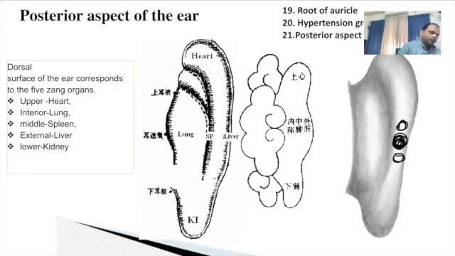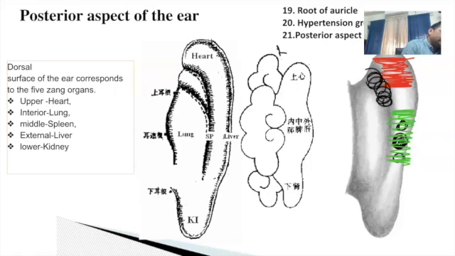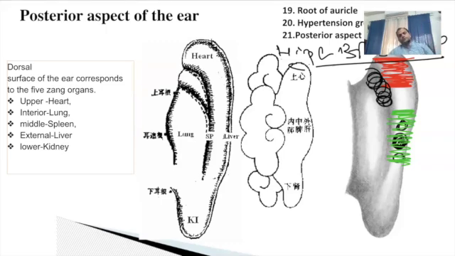Now, so we have treated the heart from here. Now we have already treated the liver. So this is the liver. We have treated the liver. We already have discussed this hypertensive group. This is the hypertensive group or the high blood pressure area. This one, high BP group. Now, one more thing I would like to tell about the heart.